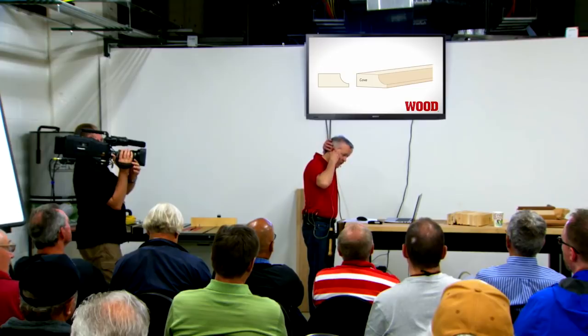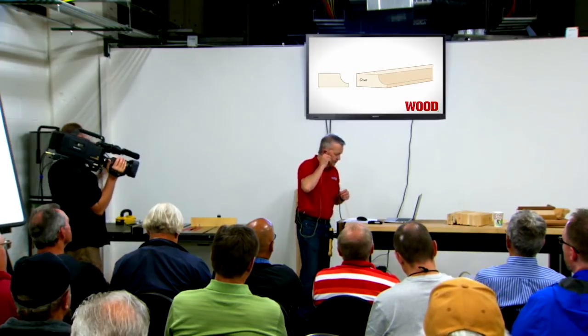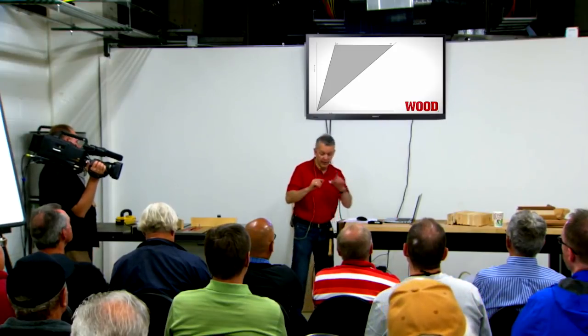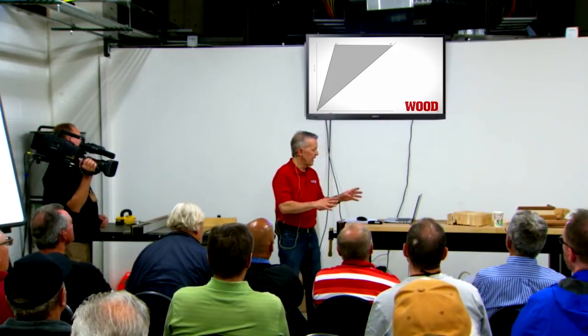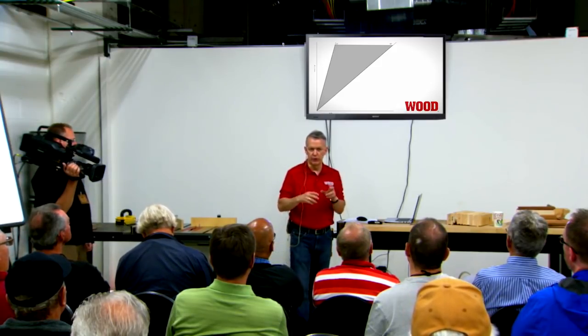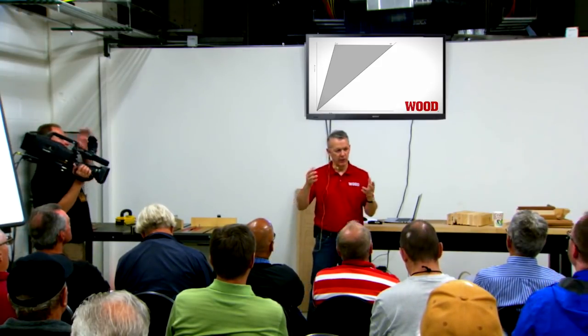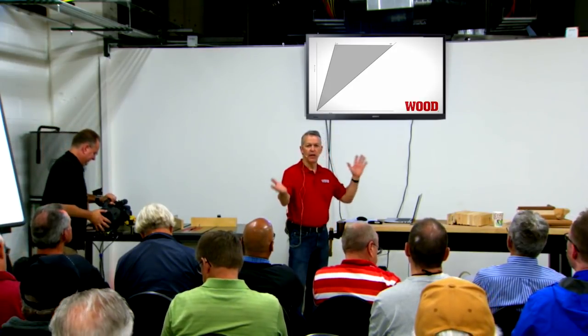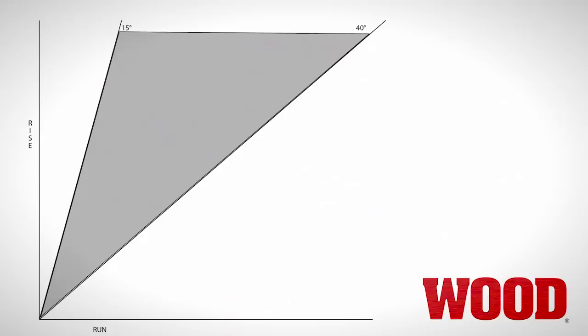So we left off with cove moldings on the router table. We want to mix and match profiles. We touched on that. Oh, yes, here's a good point. As you're putting together this stack, this is just one of those design rules. It gives you a guideline. Ignore it as you like. Again, if it looks good to you, use it. But this 15 and 40 degree gray area you see is about where you want those profiles to fall.